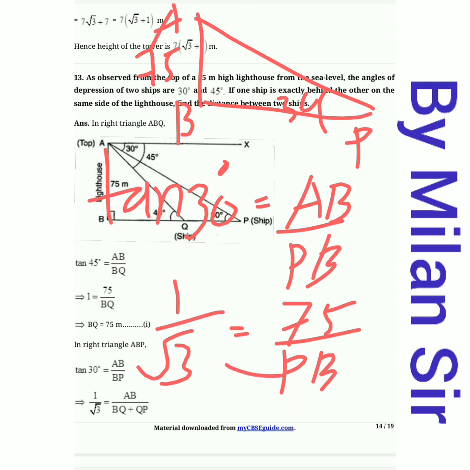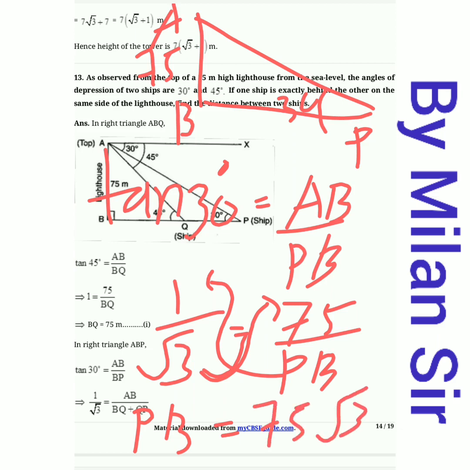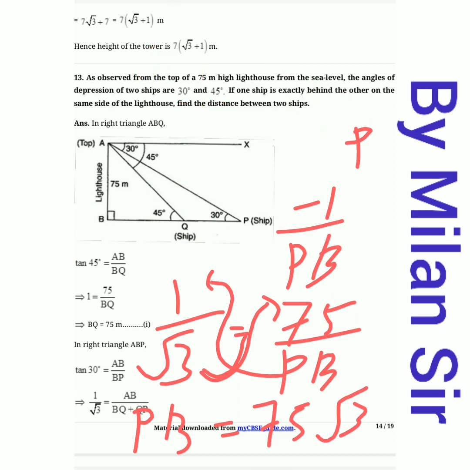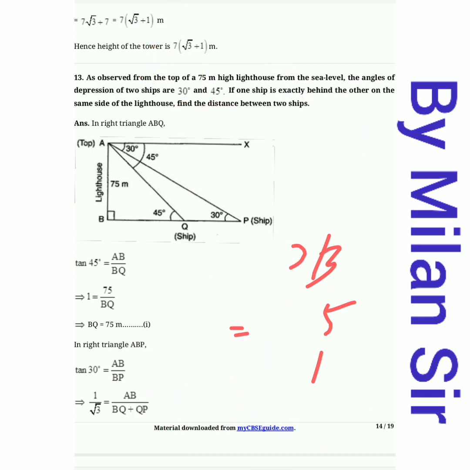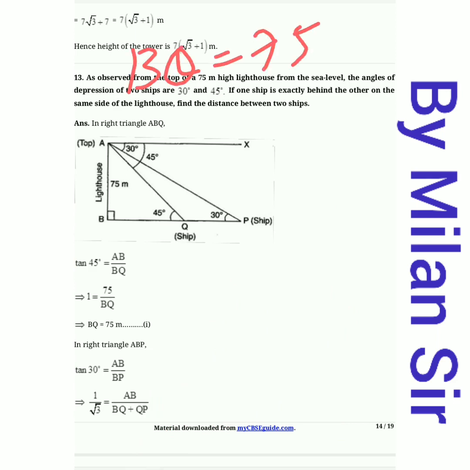Now for finding PB, transfer PB to the left hand side and transfer this under root 3 to the right hand side. So PB is equal to, under root 3 is transferred to the right hand side, it goes to the numerator. So 75 under root 3, right? So right now we know both the things: BQ we get 75 meters and PB we get 75 under root 3 meters.